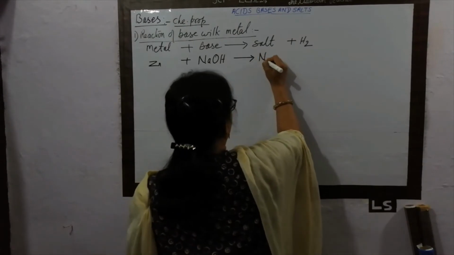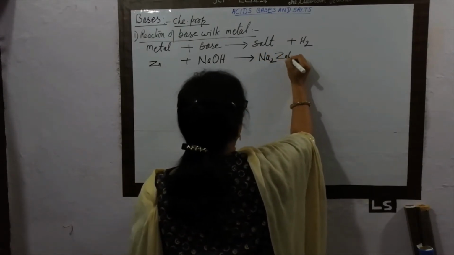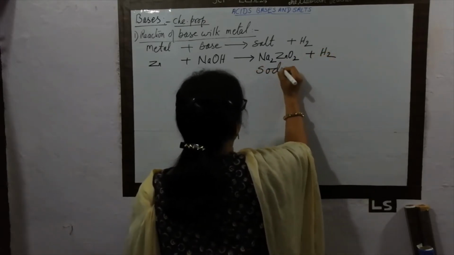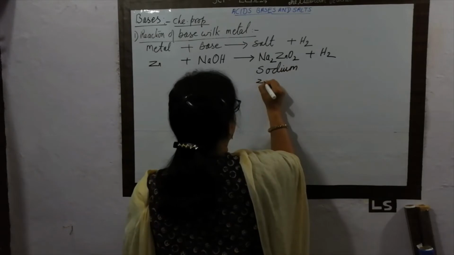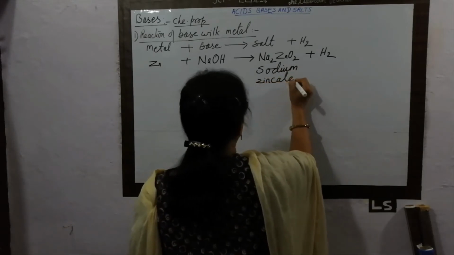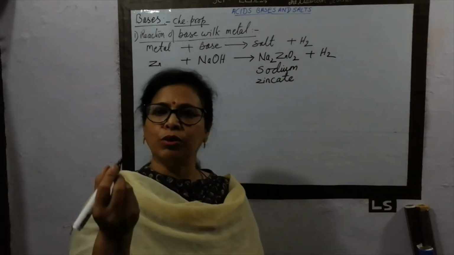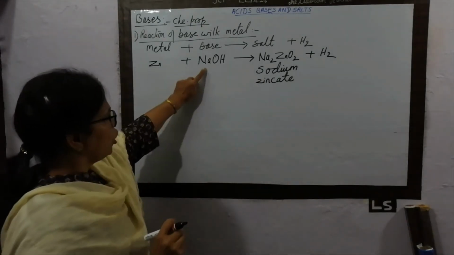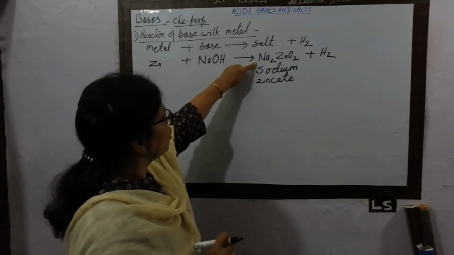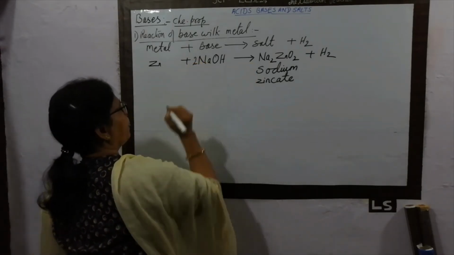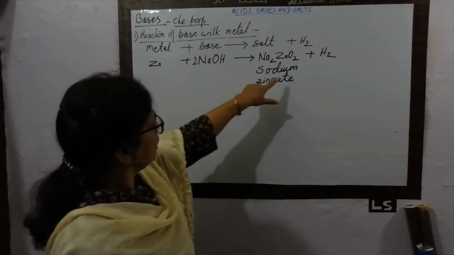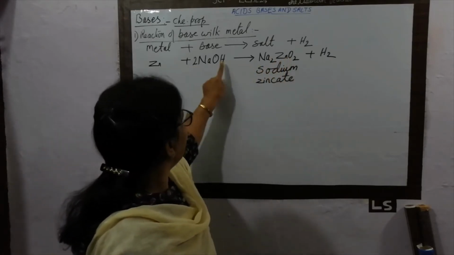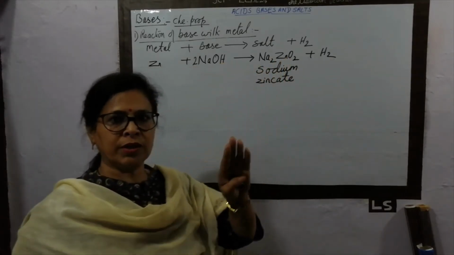That is Na2ZnO2 with the release of H2. This is called sodium zincate. This is not the ordinary salt, so you must learn this equation. Now check the balancing here. Sodium Na is 1, here Na is 2, so we have to put 2 here. What about the zinc? Zinc is 1 here, and here zinc is also 1. What about the O? O2 here, O2 here, H2 here, H2 here. Now this equation is balanced.